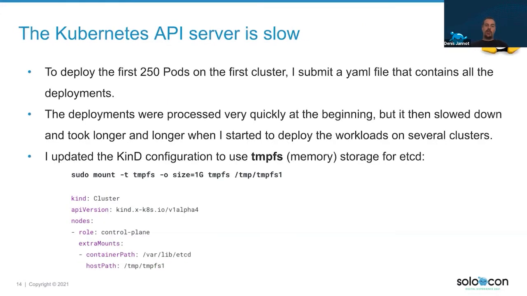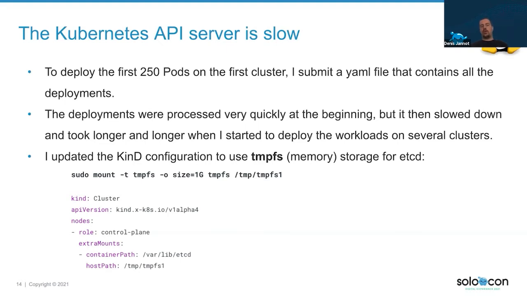But then I started to get another issue. You have one YAML that describes all these pods, and you submit this YAML file, and it processes the first 10 or 20 very quickly, and then it starts to slow down, and then it takes several seconds per pod at the end, right? And it's just because etcd is slowing down.